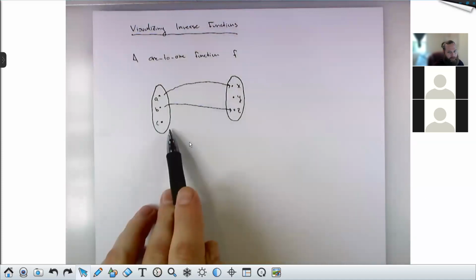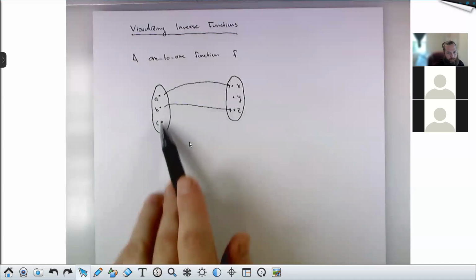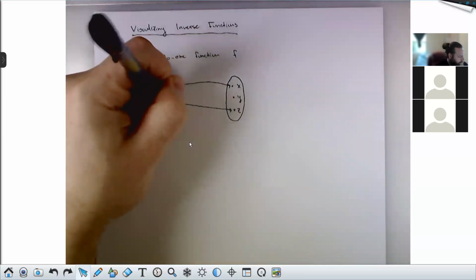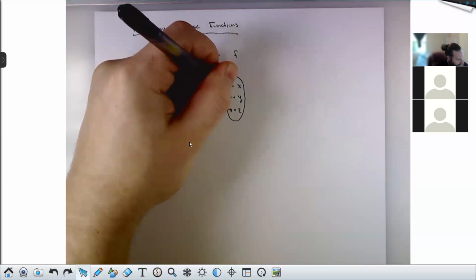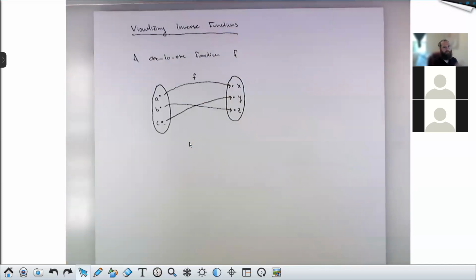If I sent C to, say, Z, then it would not be true that different inputs go to different outputs. I would have 2 different inputs, B and C, being sent to the same output, Z. So if I want this to be a 1-to-1 function, F has to do this.